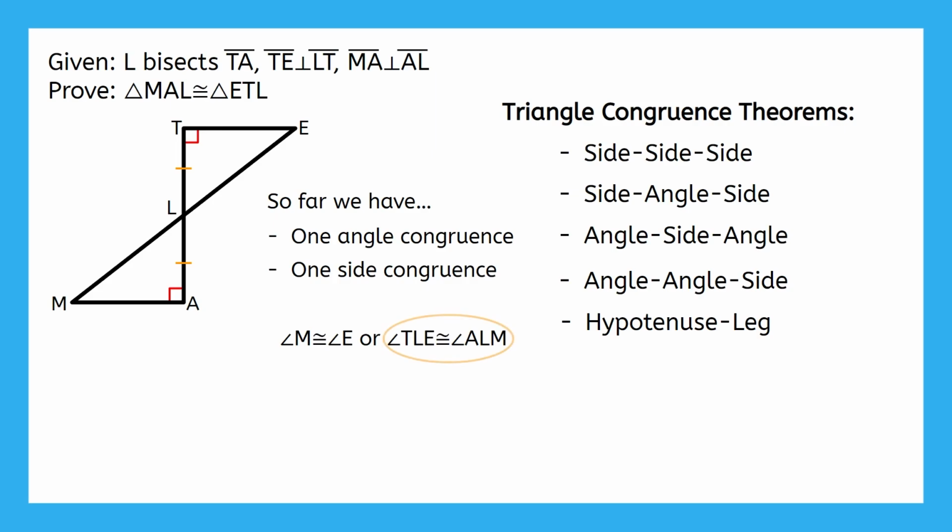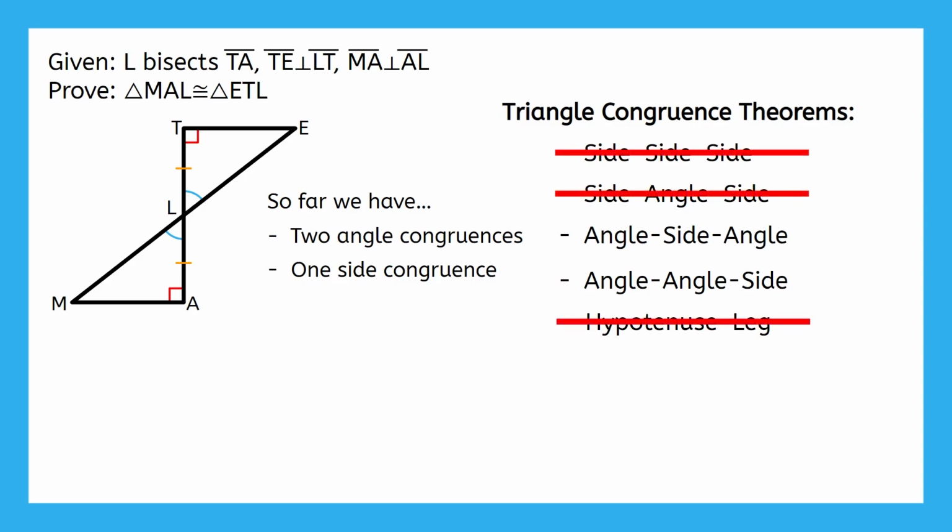I know that angle TLE is congruent to angle ALM. Let's add that into the picture. But how do I know that these angles are congruent? It's because they're vertical angles. Take a look at our picture now. Which triangle congruence theorem will I use for this proof? I have 2 angles and a side. So that makes it easy to narrow down to either angle side angle or angle angle side. We'll be using angle side angle since our side congruence is included between the 2 congruent angles.